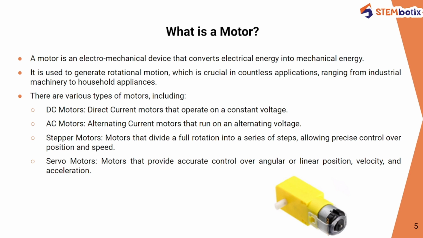And the fourth type is servo motors. The motors that provide accurate control over angular or linear position, velocity and acceleration are the servo motors. These kinds of motors are everywhere around us, rotating different kinds of parts and machines.